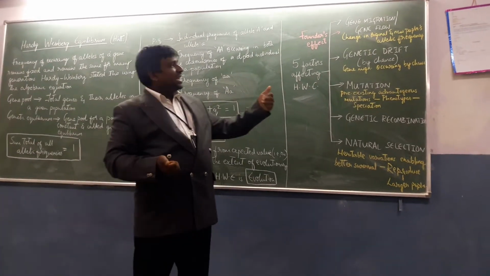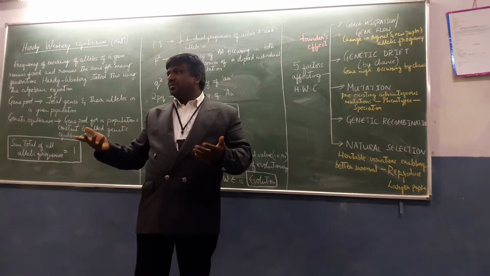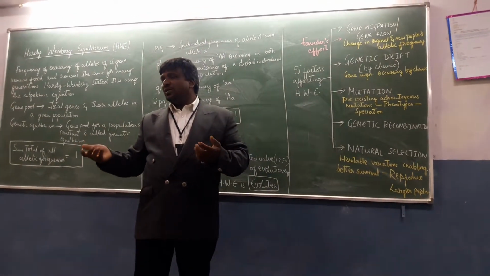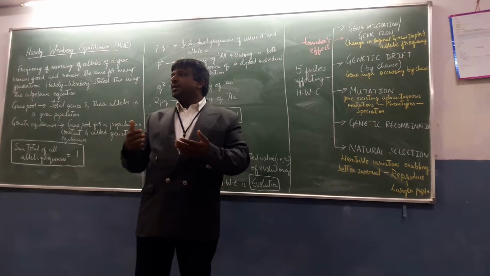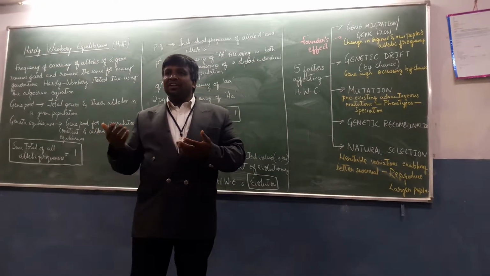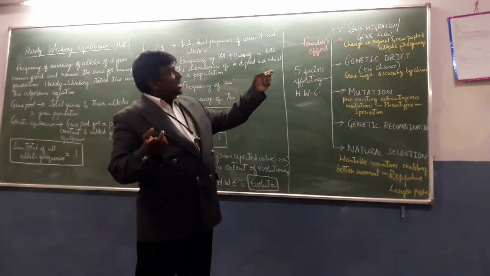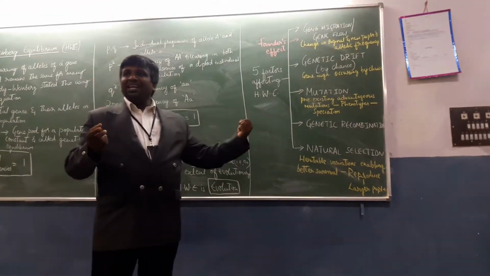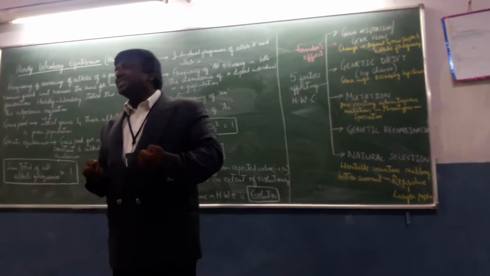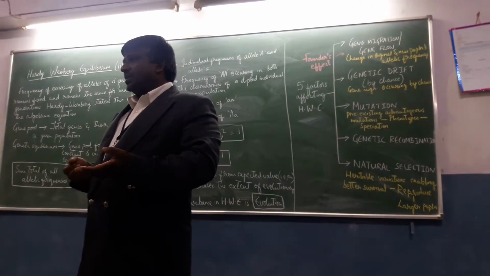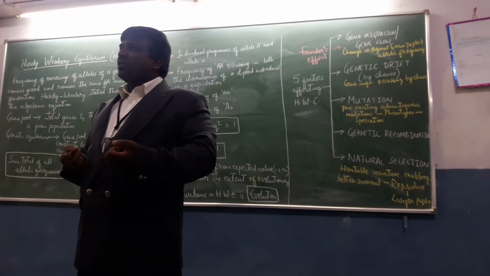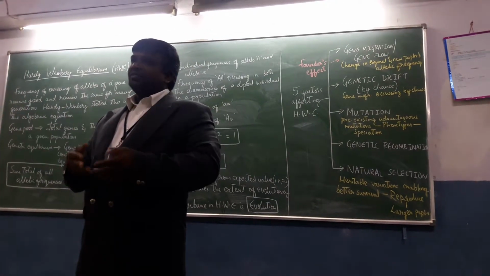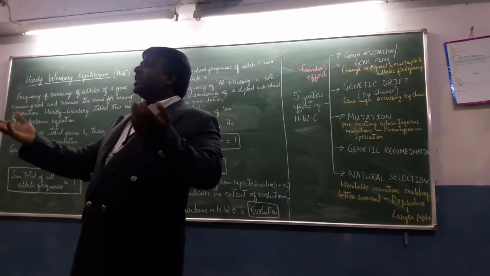Now genetic drift is by chance. It is by chance, it is not by choice. Genetic drift is gene migration occurring by chance. So gene migration occurring by chance, we call it genetic drift. It might be because of various factors. It might be because of continental drift.